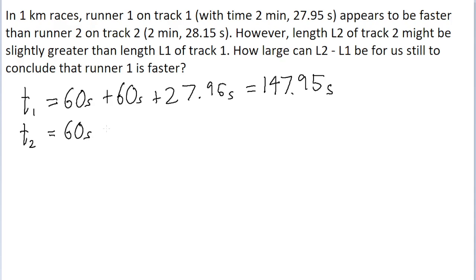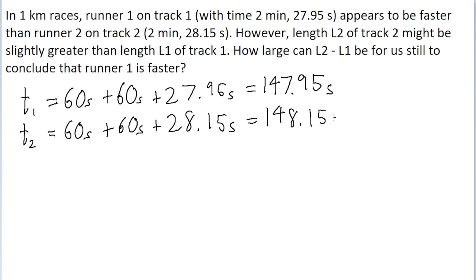And runner 2 runs a time, t sub 2, of 2 minutes and 28.15 seconds. So 60 seconds plus 60 seconds plus 28.15 seconds, for a total time for runner 2 of 148.15 seconds.